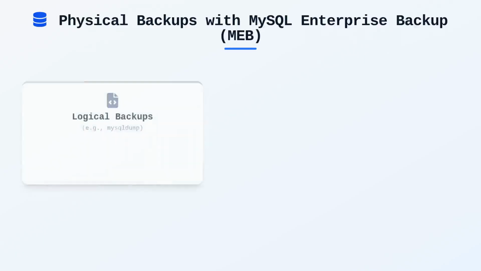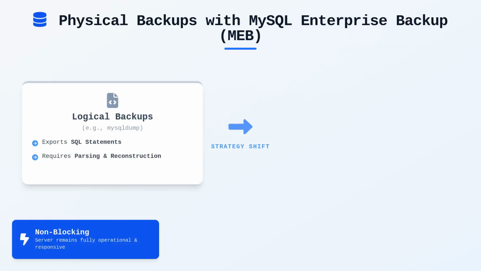When we transition from logical backups like mysqldump to physical backups, we are essentially shifting our strategy from exporting SQL statements to copying the actual raw data files that reside on the disk. MySQL Enterprise Backup, commonly referred to as MEB, provides a robust solution for this by performing non-blocking backups of InnoDB tables, while the server remains fully operational and responsive to incoming queries.